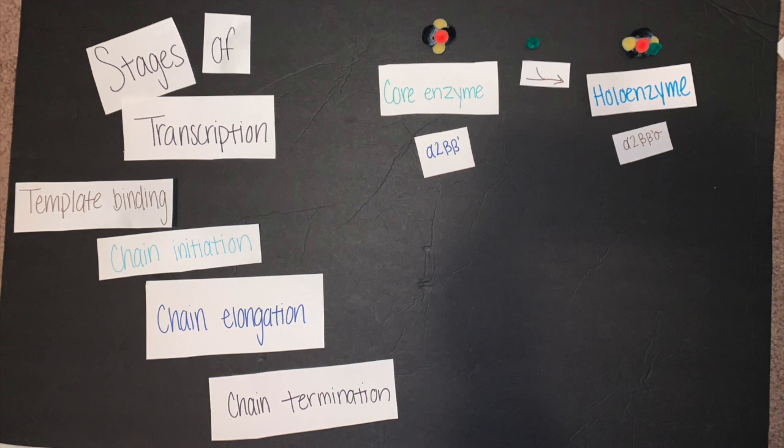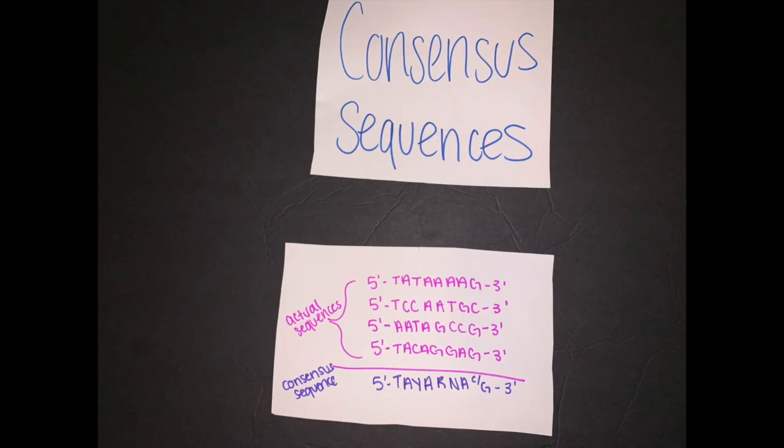Before we start with the steps, we must go over consensus sequence. It is a sequence that describes the nucleotides that are most present in a segment of interest. And this is what it would look like.